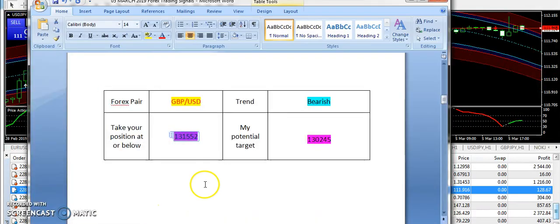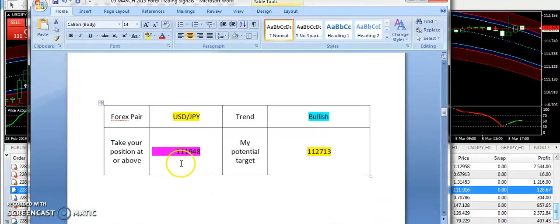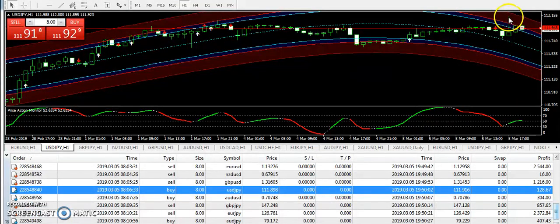Okay, now let's talk about USD JPY. Okay guys, still USD JPY is fighting on the level. The 111.948 was the entry, and you can see it has already broken the entry 3 hours ago, but still it's just fighting on this level.